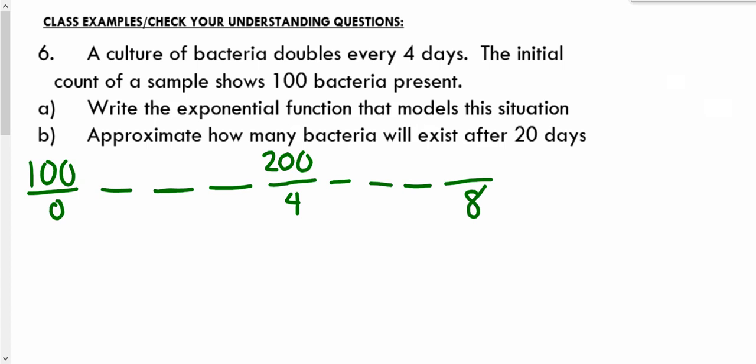So my bacteria was 100 initially, 4 days later it's 200, 8 days later it's 400, and this is exponentially growing. 12, 16, and I can continue this pattern forever.